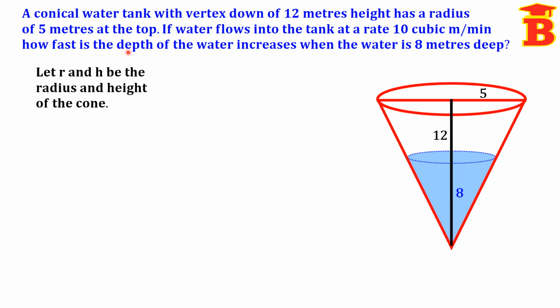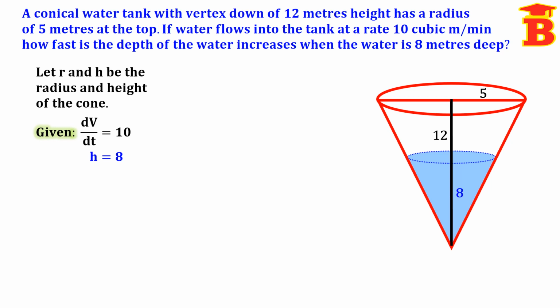See the words: depth of the water increases. So depth means height. So we have to find dH by dt. Now let us write the given: dV by dt, that is the volume change, is given as 10 cubic meters per minute. And when the height h equals 8 meters, so take h equal to 8.